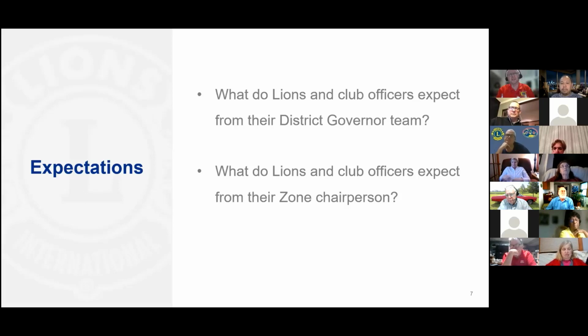They want them to communicate. They want them to talk about change. They want them to listen. They want them to support their projects. They want to see them. They want to hear from them. They want them to share news of the district.